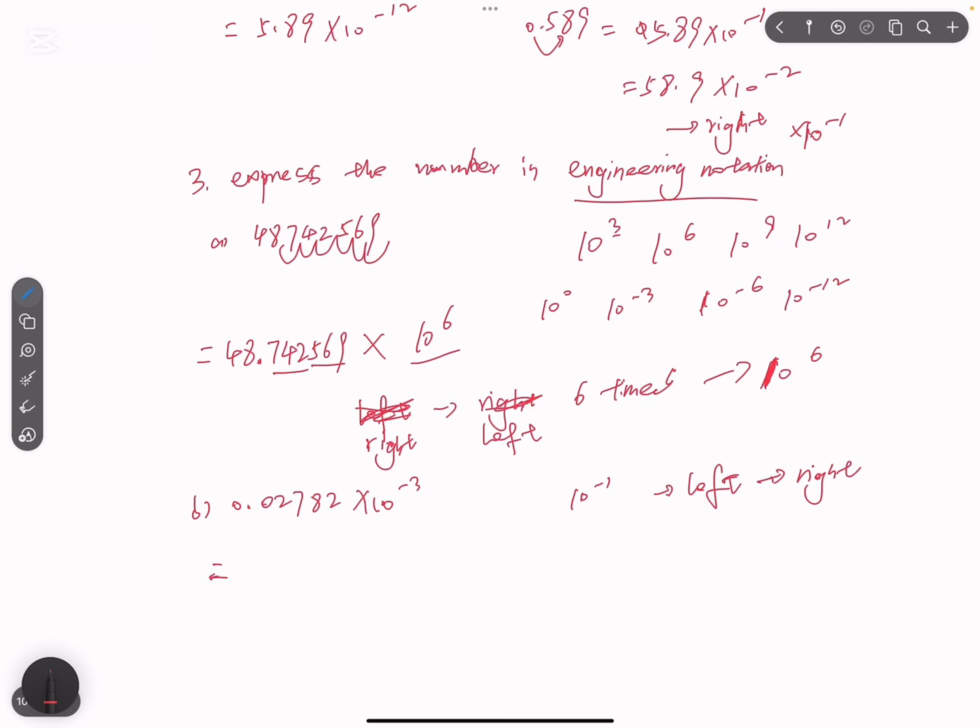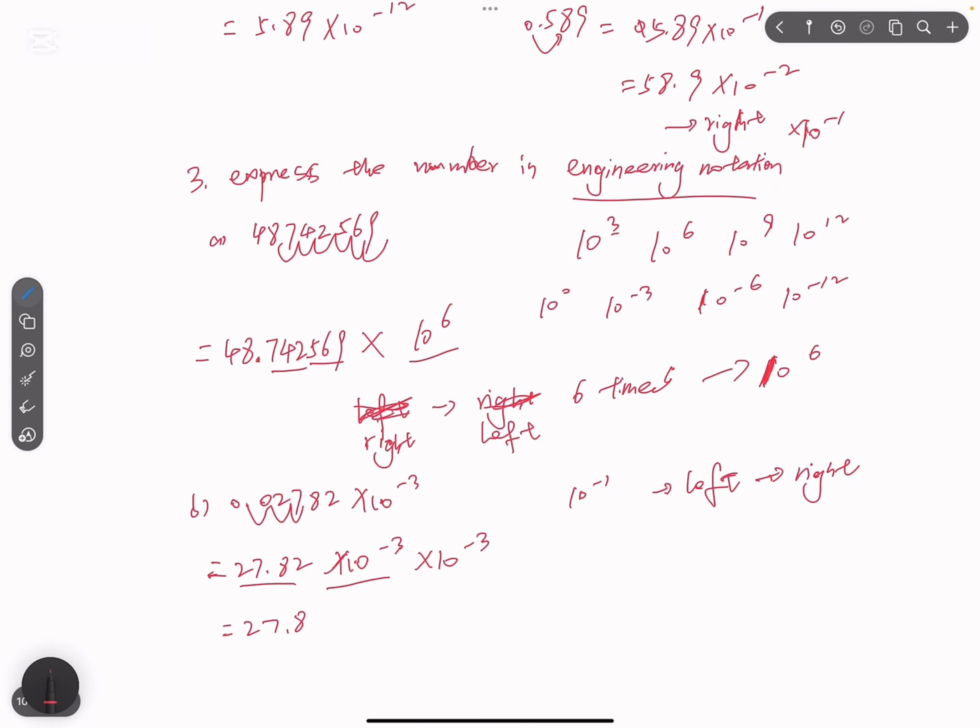So we need to move the decimal 1, 2, 3. If we move it 3 times, that will give us 27.82 times 10 to the minus 3, then times 10 to the minus 3. Because we move the decimal 3 times, in order to get 27.82, that's why we have 10 to the minus 3, so that will be 27.82 times 10 to the minus 6.